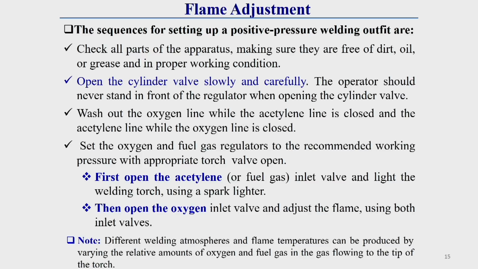This is the sequence for setting up a positive pressure welding outfit. First of all, check all the parts of the apparatus, making sure they are free of dirt, oil or grease and in proper working condition. All the apparatus should be neat and clean. There should not be dirt, oil or grease over the apparatus.